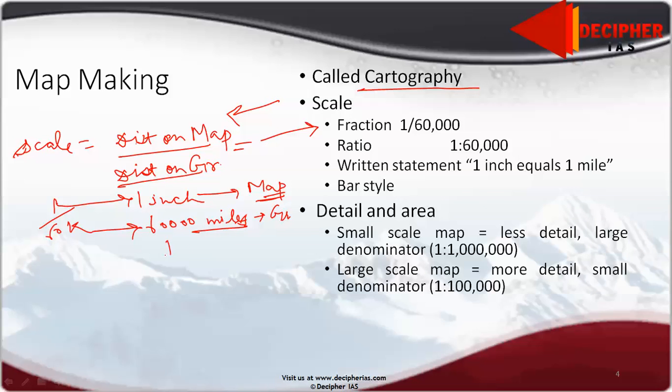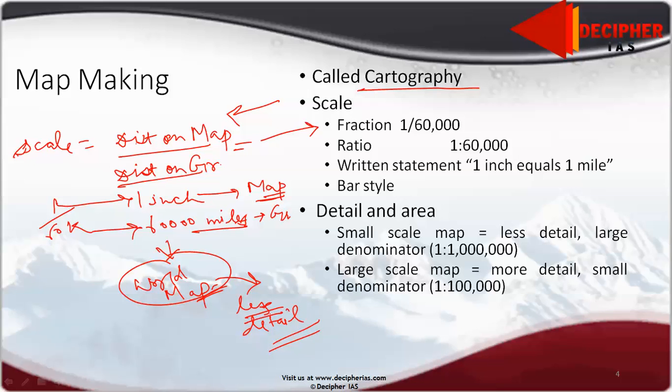So this kind of map we use in a world map, because here we need to show all the countries of the world or all the areas of the world, and we can't fill in very much detail, so we have less detail. When the denominator is very high, we have less detail. See here, small scale maps. When we have less detail, the map covers a huge area, so it is called a small scale map, like a map of the world.